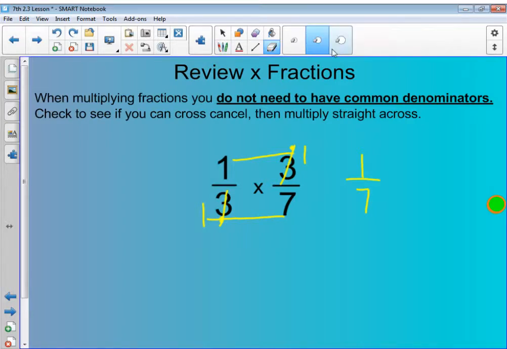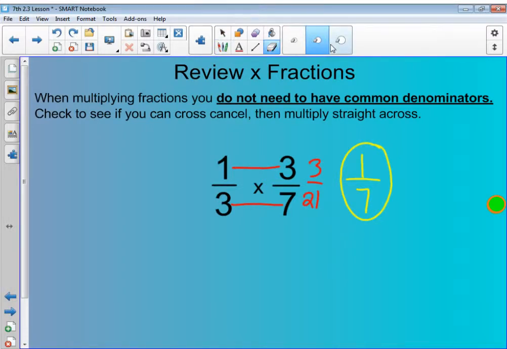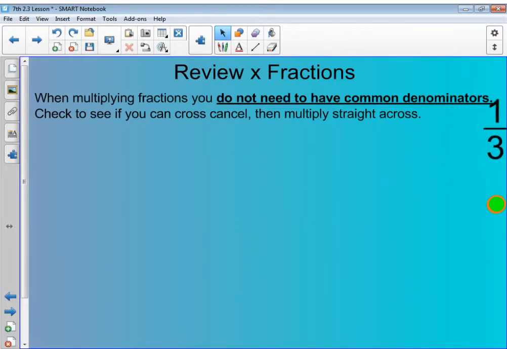Had I not done the cross canceling, we would have had 1 times 3 is 3. 3 times 7 is 21. And then we would have had to realize from that point that, oh, 3 would go into both 3 and 21, which would then take us back to 1/7. So cross canceling is something that will help you in not having to reduce larger numbers. So it's something, if you're comfortable with, to go ahead and try it out and see if you can get more comfortable with it.